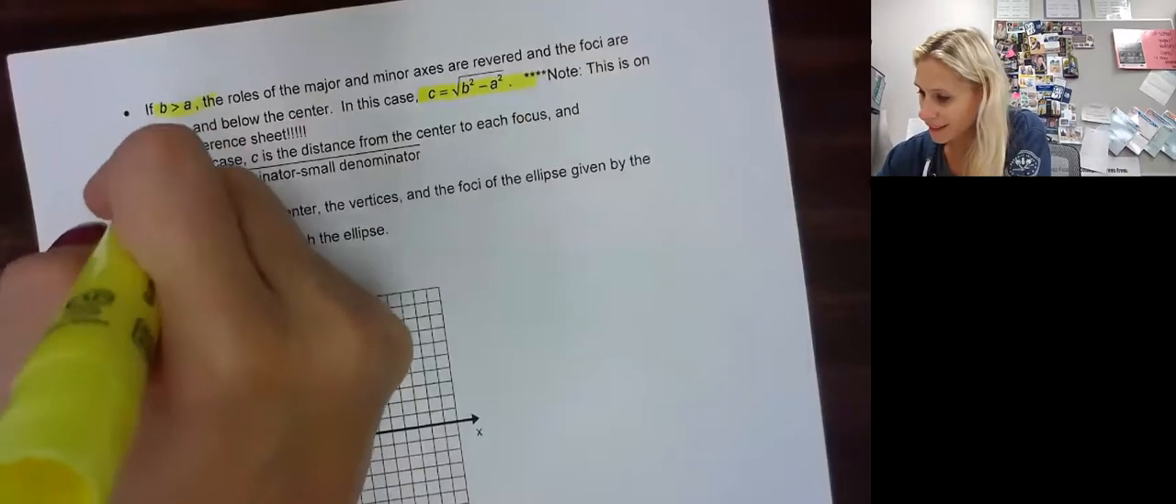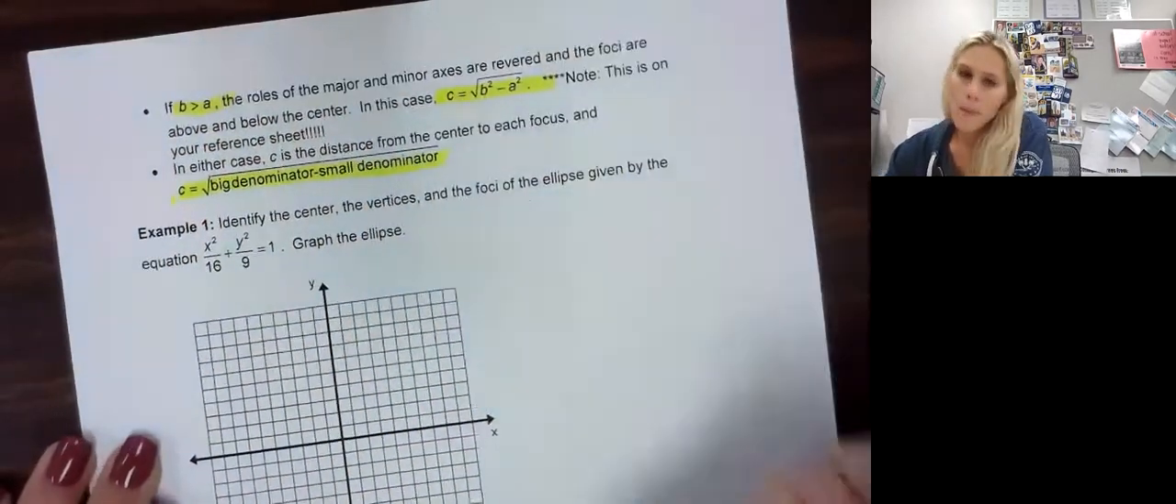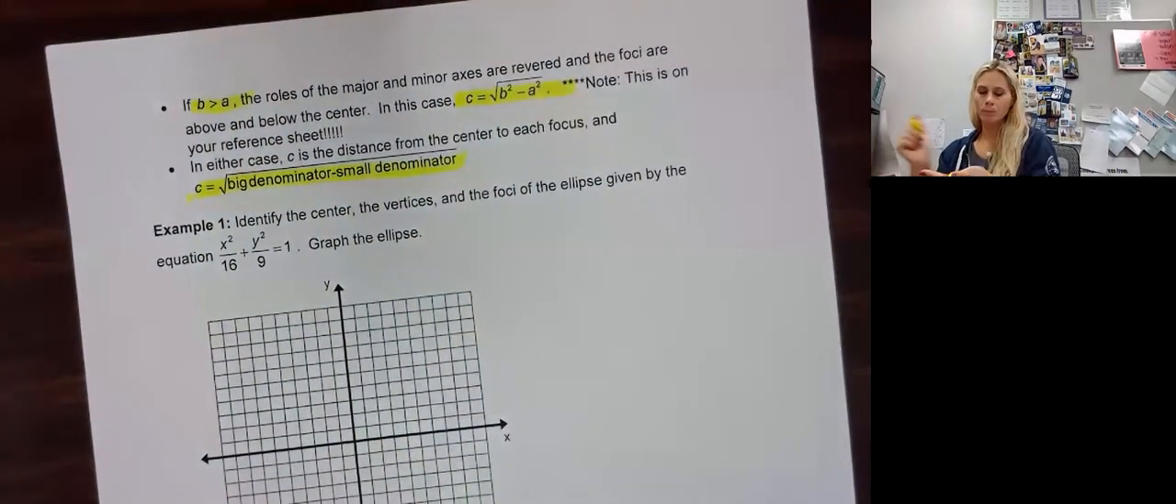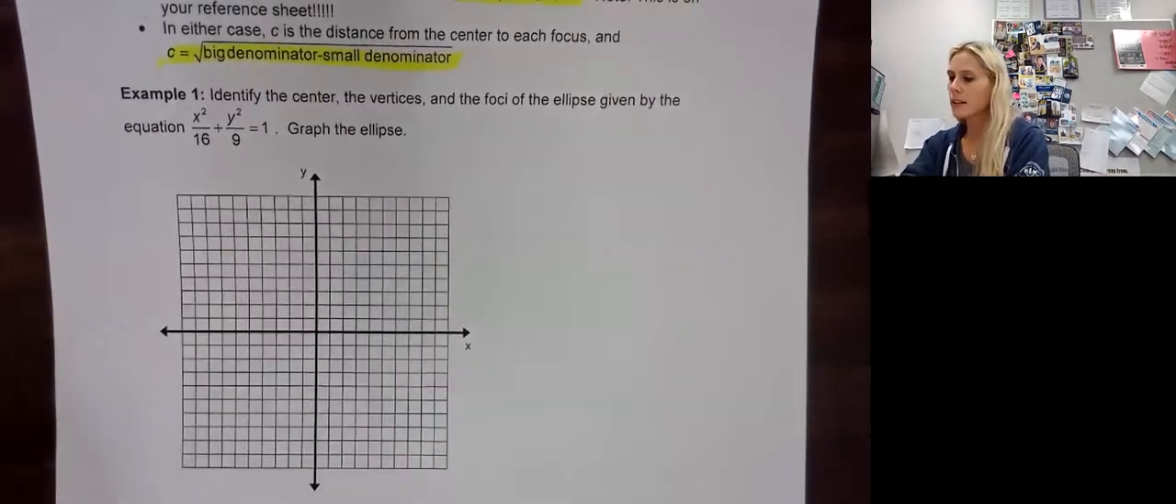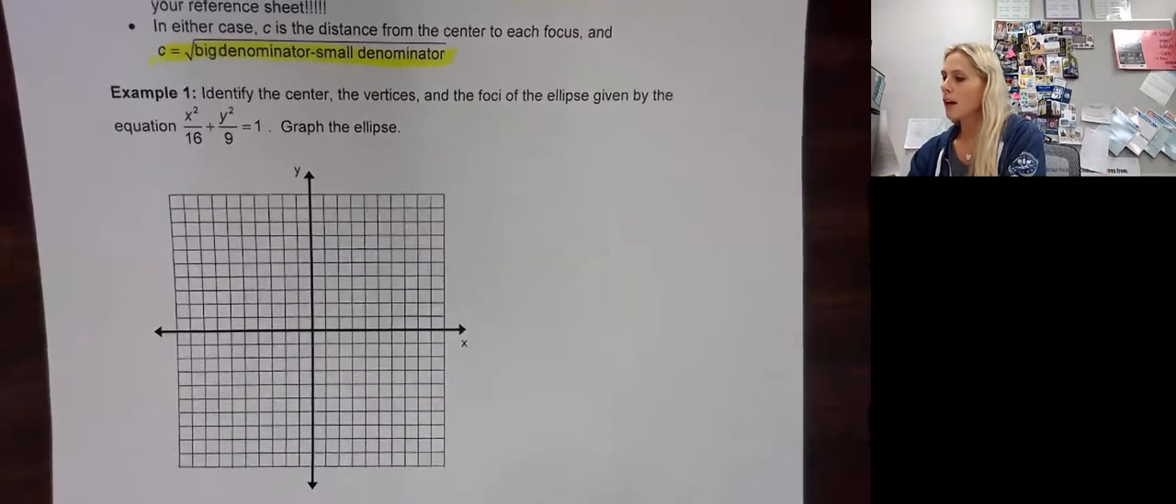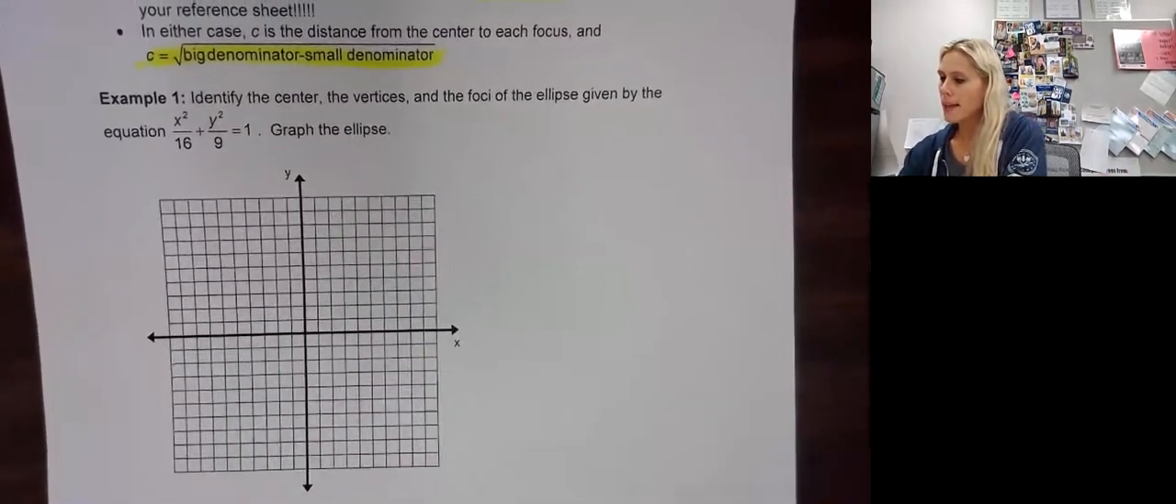Which again, this is what I just pointed out, bigger minus small. All right, what can we do from here? Well, let's do some graphing. So we're going to identify the center, the vertices, the foci of the ellipse, and then graph.